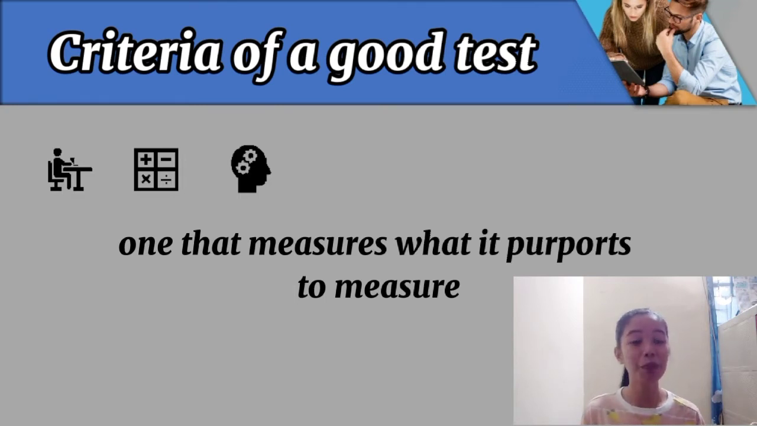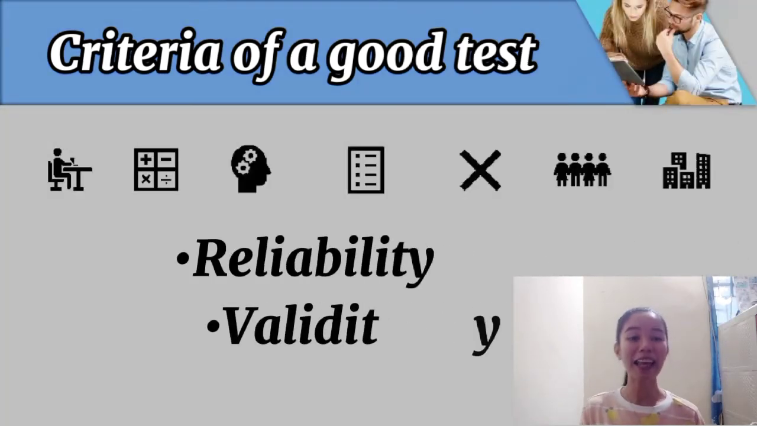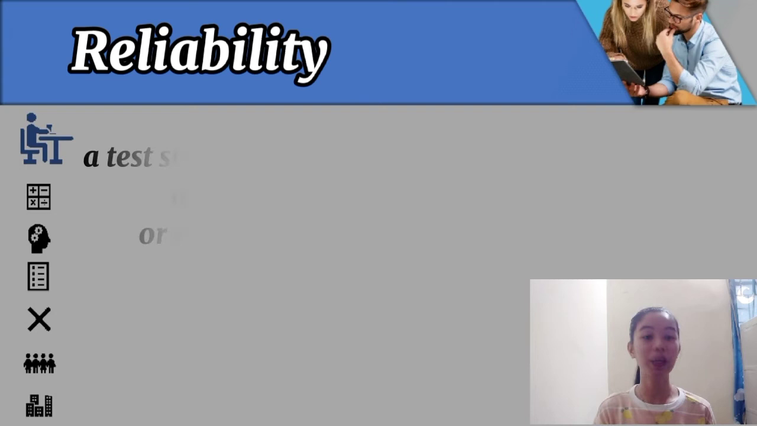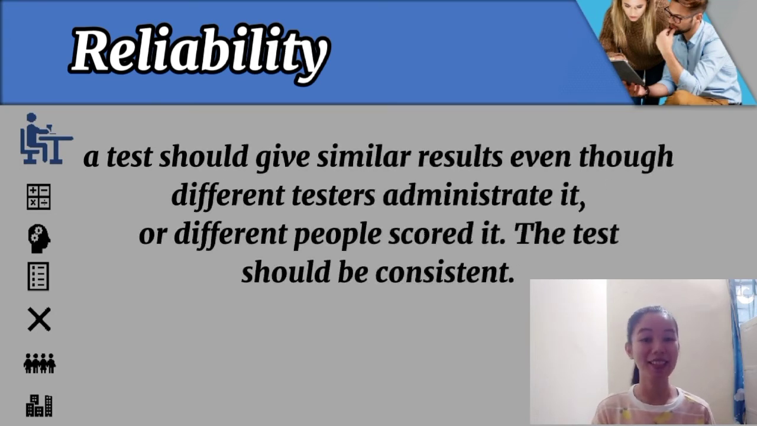Aside from the 3 mentioned, there are also technical criteria that assessment professionals use to evaluate the quality of tests and other measurement procedures, and those are reliability and validity. The first one is reliability. A good test should be highly reliable. The keyword here is consistency. This means that the test should give similar results even though different testers administer it, different people's scores and different forms of the test are given, and the same person takes that test at 2 or more different times. If not, the method of measurement may be unreliable.